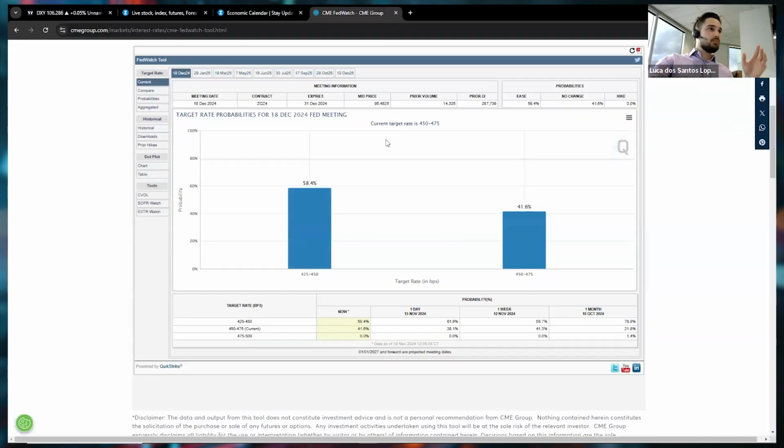If we look here, the current target range is at 4.5 to 4.75. Remember, it's not always one target, it's a range target from 4.5 to 4.75. So it's 0.25% of difference. When I say point, it's after the first decimal place. So 58% of the market is expecting a 25 basis point cut, and 41.6% is expecting no cuts, right? So this will continue to regulate itself until the 18th of December.